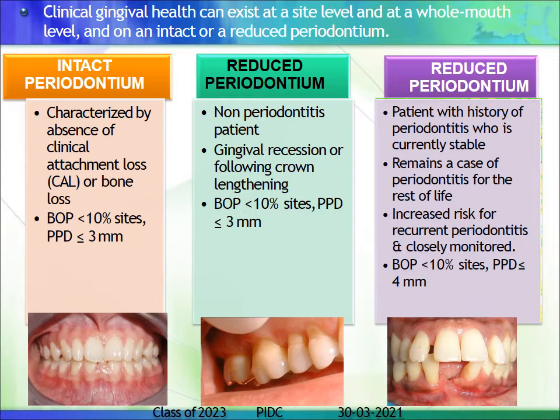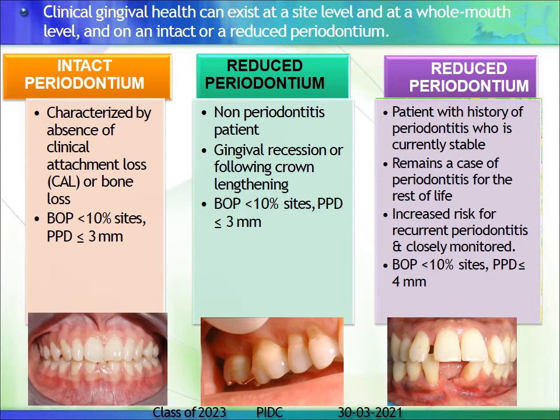Here you could see in the diagram a case where there is gingival recession, but this is because of cervical abrasion resulted from abnormal brushing habits. You can see the picture there. Abnormal brushing habits resulted in the gingival recession. Such a case, if it is going to have bleeding on probing less than 10% of sites and probing depth less than 3 mm, then they would fall into the category of clinical gingival health on a reduced periodontium.